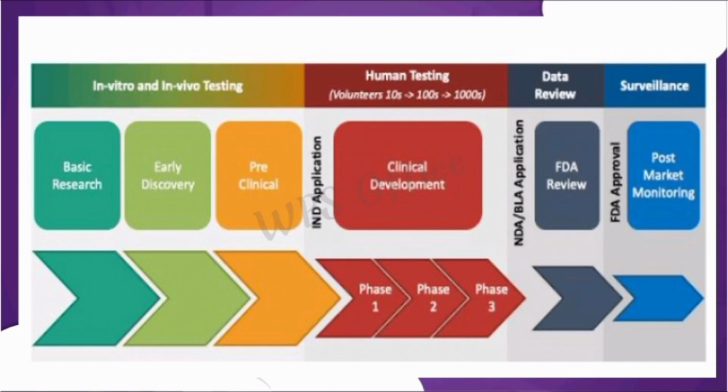So overall, it undergoes in vitro and in vivo testing, which is done in laboratory conditions. It involves basic research, early discovery and preclinical trial. After that, it undergoes the investigational new drug application. When they approve, it moves to the next step, human testing, which is the clinical development or clinical trial. It undergoes three phases: phase 1, phase 2, and phase 3.